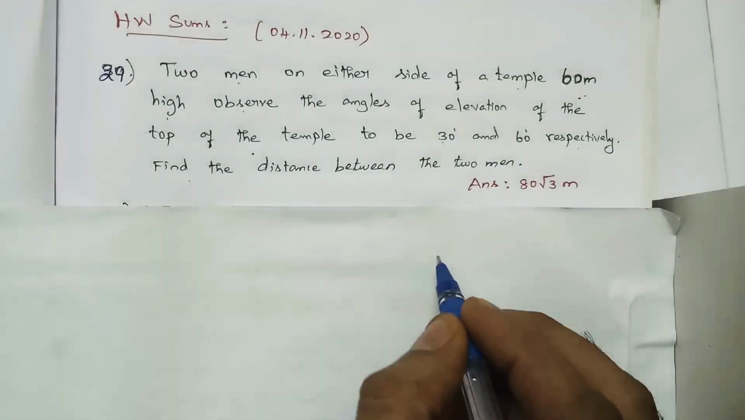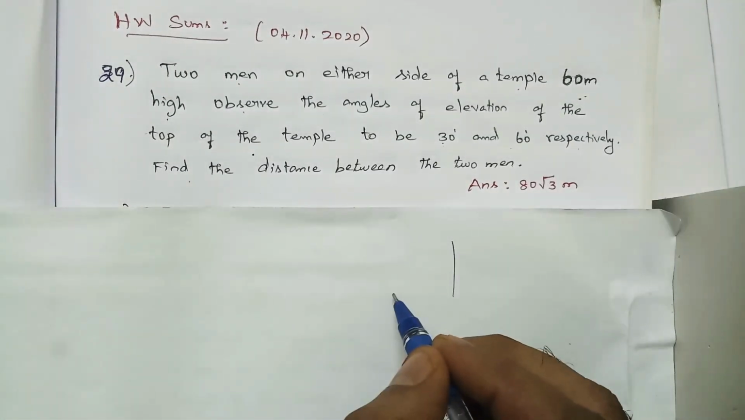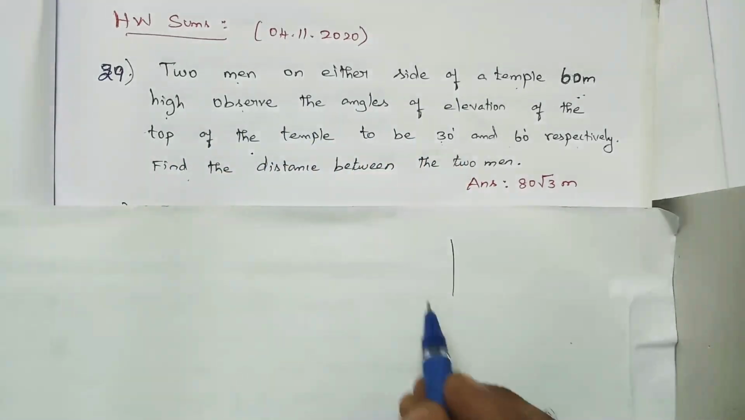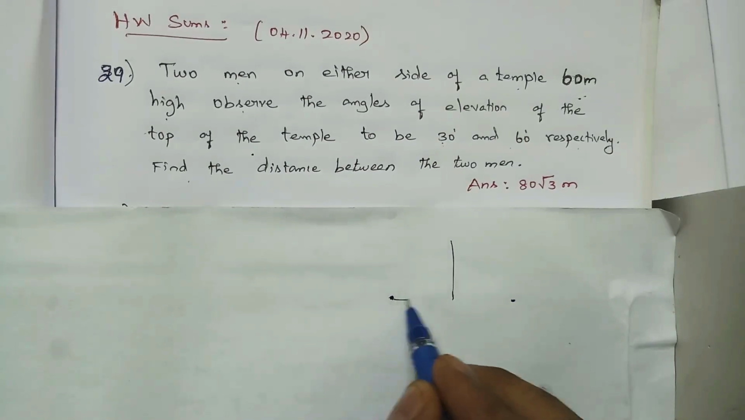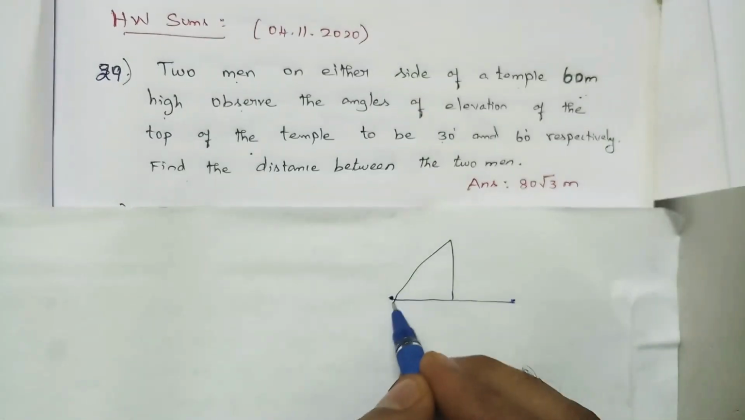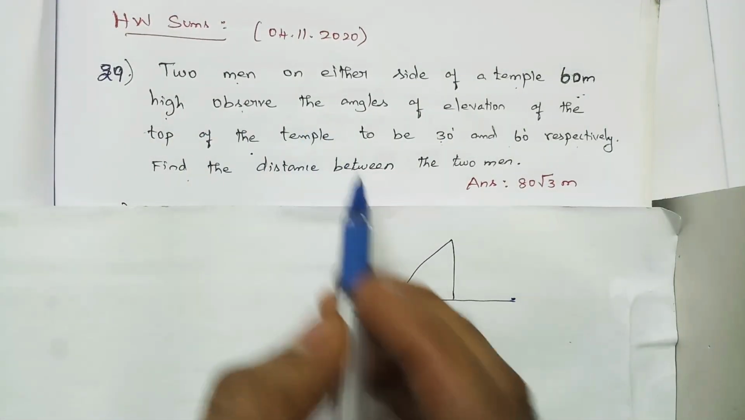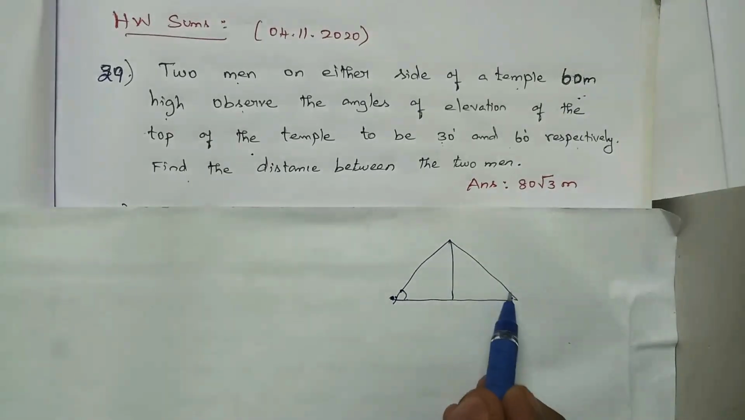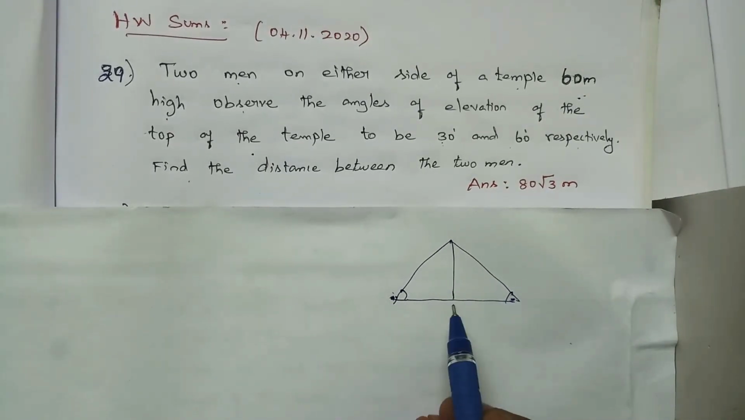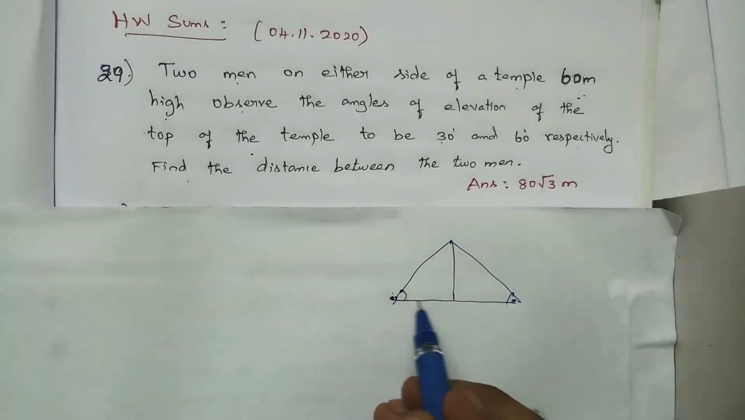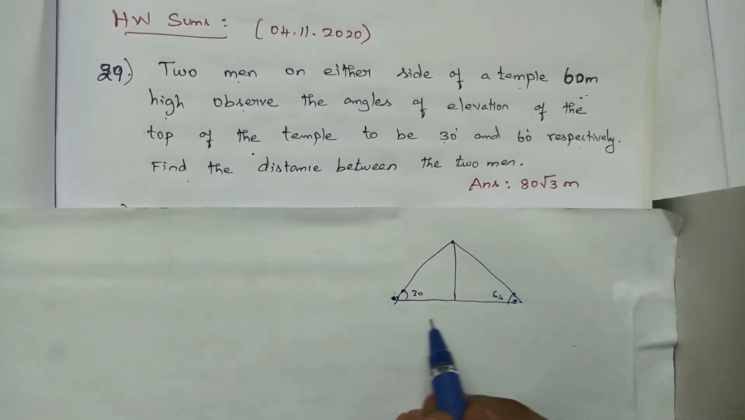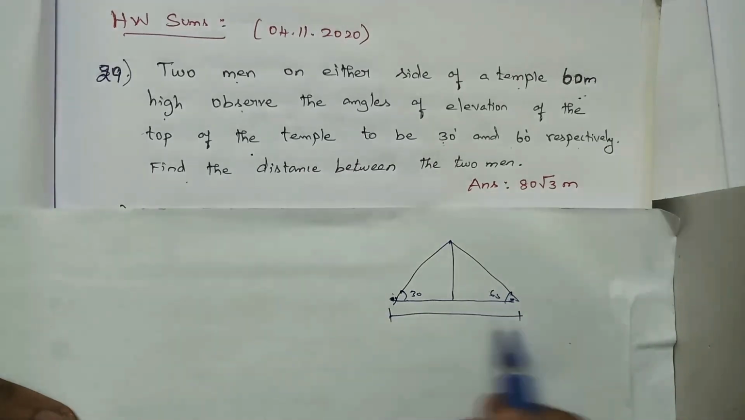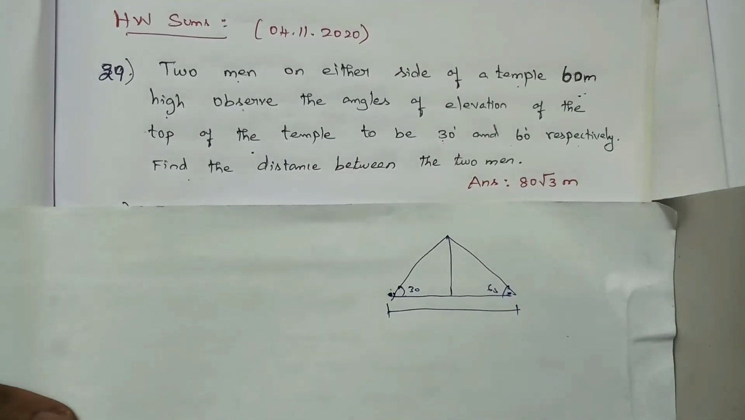That is nothing but, what is it? The temple, right? And two men on either side of the temple. One man is here, another one is on the opposite side, right? And this is nothing but the ground. They are observing the angle of elevation. So this is the angle of elevation. The one is 30 and another one is 60 degree, right? We want to find the distance between the two men. That only we want to find.